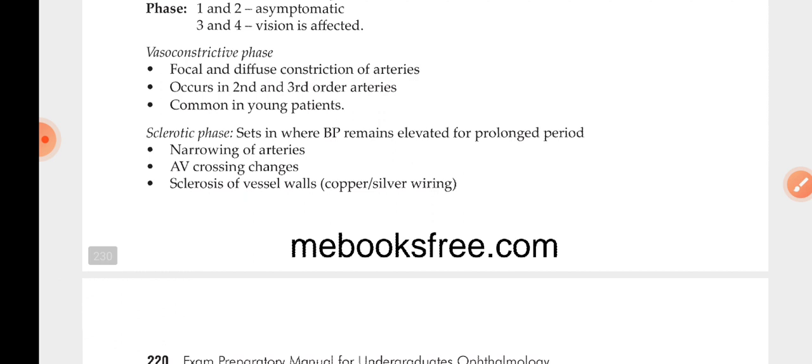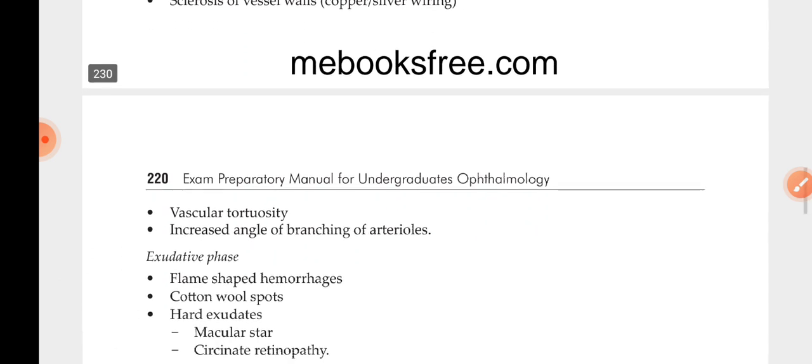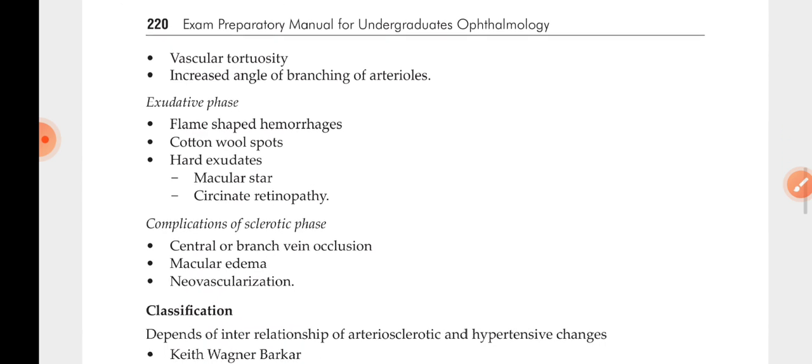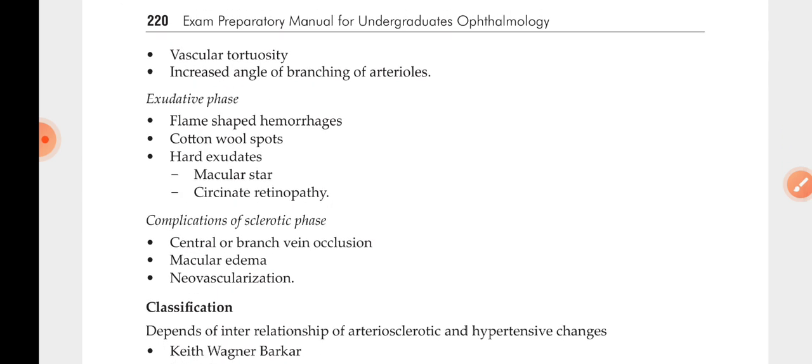Next is the sclerotic phase, which sets in when BP remains elevated for a prolonged period. Because of hypertension, there will be more sclerosis. There is narrowing of the arteries, arteriovenous crossing changes, and sclerosis of the vessel walls. There will be copper wiring and silver wiring, which are types of sclerosis. Next is vascular tortuosity and increased angle of branching of arterioles.